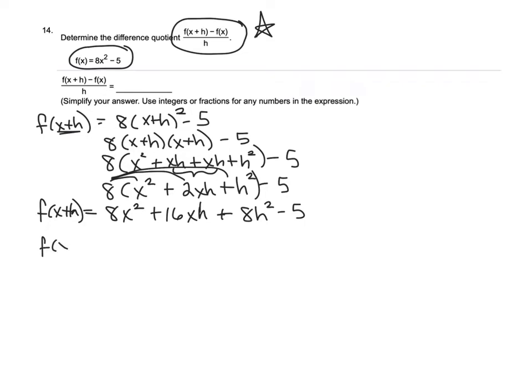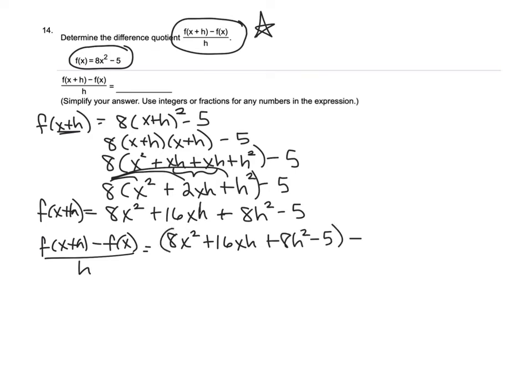So we have f of x plus h minus f of x over h. So I'm just going to copy it down. F of x plus h is right above me. I'm going to recopy it. All right. Minus f of x. Well, f of x is easy. Remember, that's given to you in the problem, and that's just 8x squared minus 5, all over h.